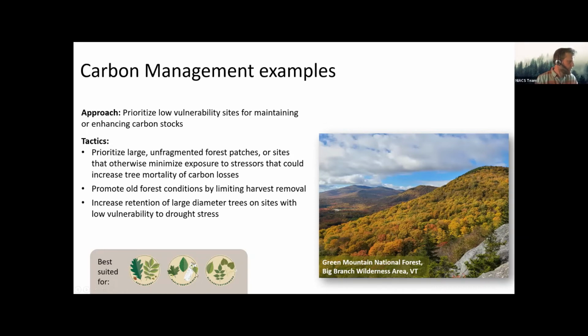And so for some of these forest types that I'm showing here, it's really dependent upon where you are and what's the vulnerability of your place in that mix of species to potential carbon losses. And places that might have higher vulnerability, those are not places that might be wise to increase carbon.